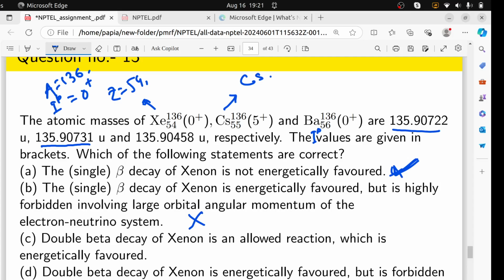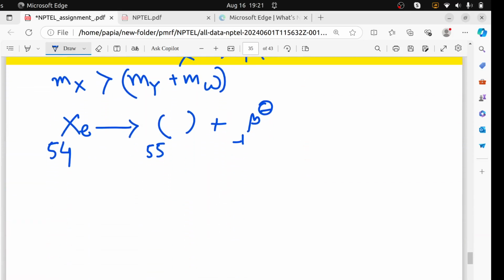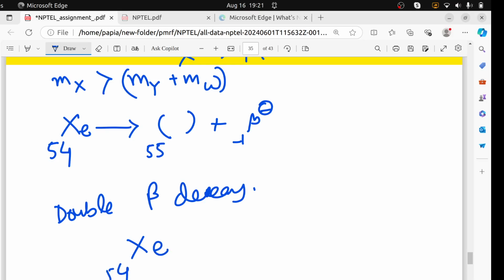Okay. Now double beta decay of xenon is an allowed reaction which is energetically favored. They are asking that one. Double beta decay of xenon. Now coming to double beta decay. Double beta decay of xenon means, whatever this will be with double beta decay, that means 2 beta will be there. So 2 beta means what?